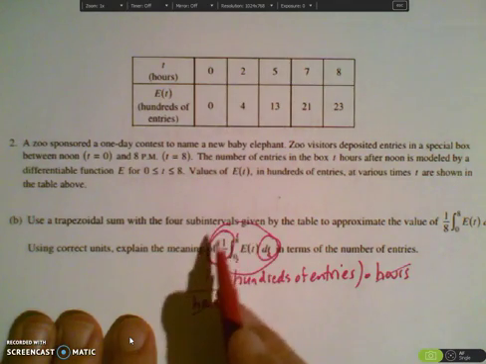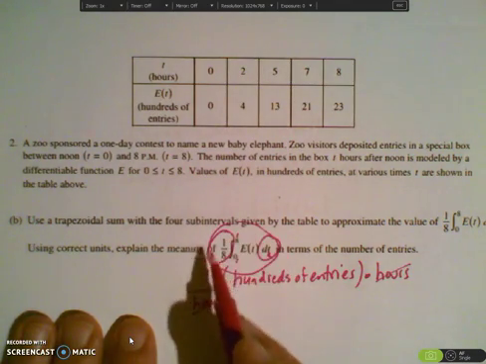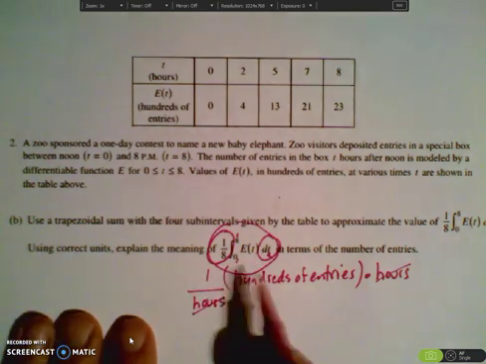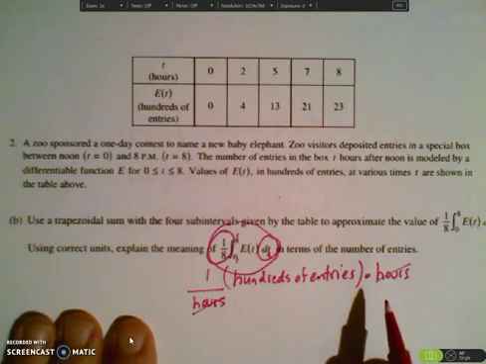Anytime you're looking at an integral expression, you should be able to put units on its various parts, and then do the mathematics to determine what the units of the answer will be.